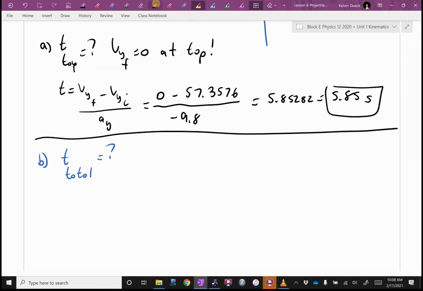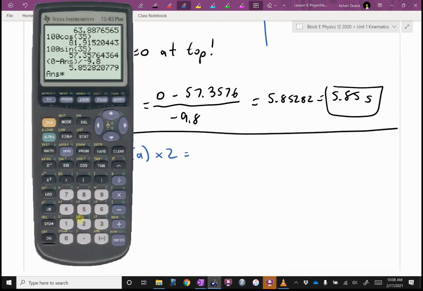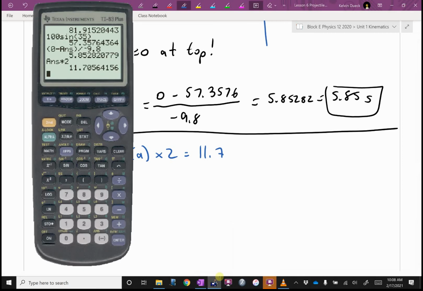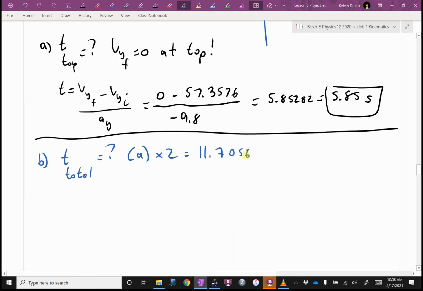I could take my answer from A times 2, 11.7. In fact, I get 11.70, I'll carry some extra sig figs, and then I'll write 11.7 seconds. What if I hadn't done part A first, and I'm lazy?